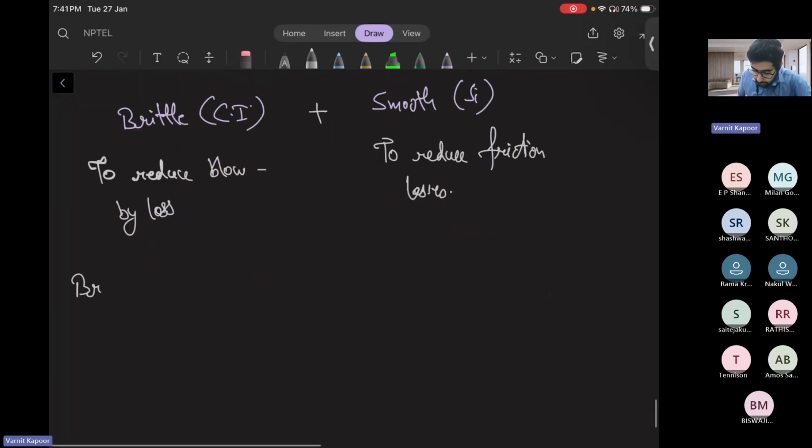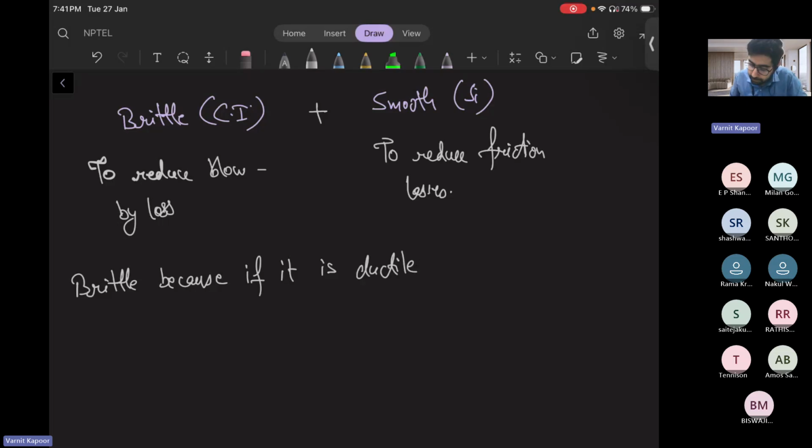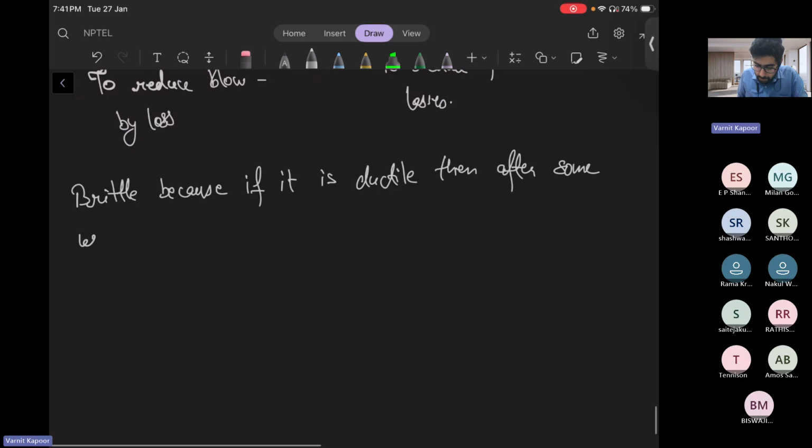Brittle because if it is ductile, then after some usage time, it will deform. The piston ring will deform and create a space.